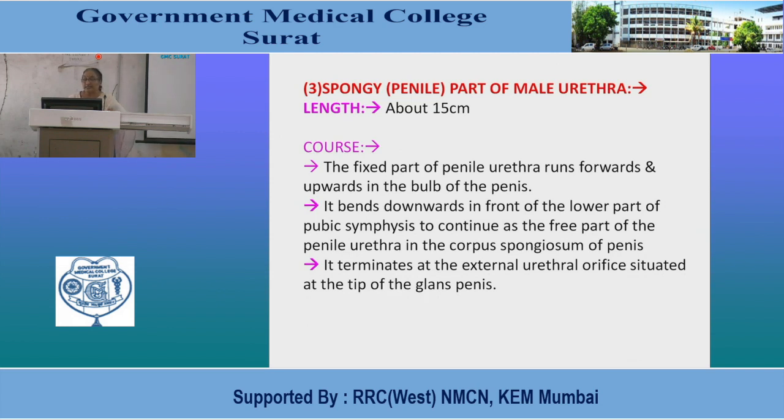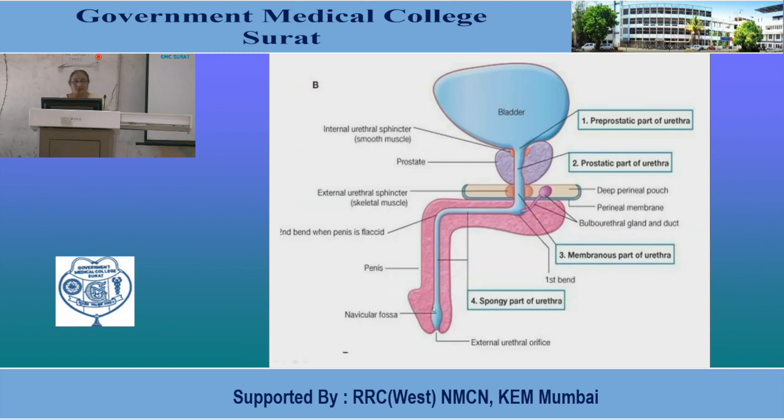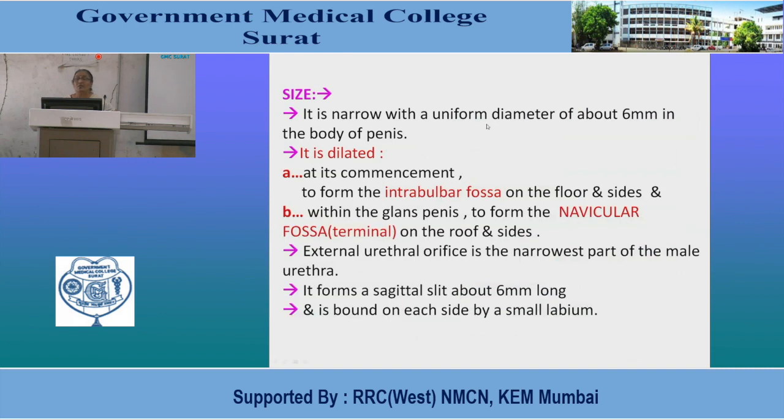It terminates at the external urethral orifice situated at the tip of the glans penis. So you can see this is the penile part, called the spongy part of the urethra. It is the largest, 15 cm long. Now it is narrow with a uniform diameter of about 6 mm in the body of the penis.